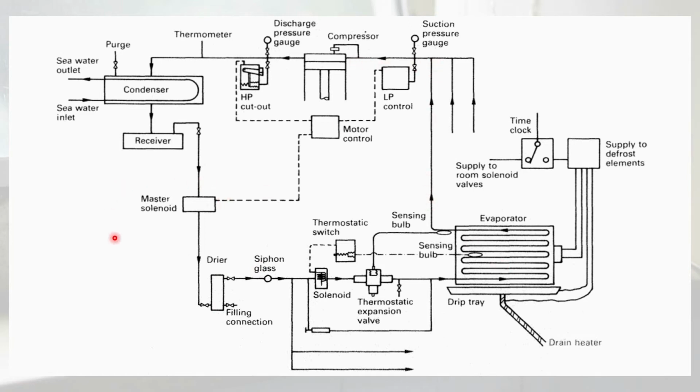This master solenoid valve is an important one for this entire refrigeration system. This may be present here or here for individual evaporator rooms. Now, after the master solenoid valve, this liquid refrigerant is sent to the dryer. This dryer is a very special type of dryer where the excess water, if present in the liquid refrigerant, will be extracted out and the liquid refrigerant gets completely dried up without any water traces.